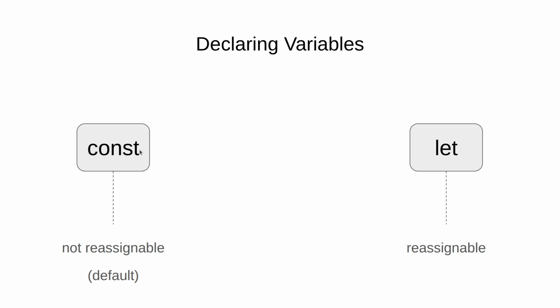Use const always, and let if you need to change the value of the variable later. Use let, but we always use const as default, and const is not reassignable.